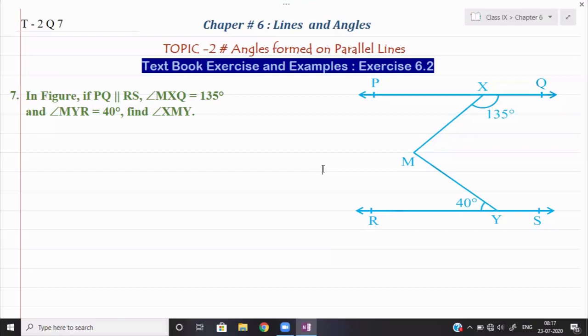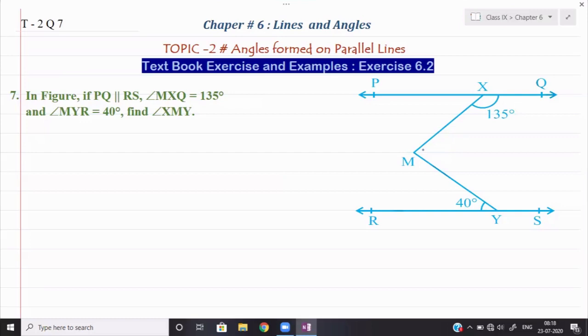I will show you which angle they are talking about here. They are talking about this angle XMY. This complete angle we need to find out. Directly we cannot find the whole angle. We shall find the two parts of this angle, and when we add both parts, we will get the required one. This question I have taken from your solved example exercise given before 6.2. So let us start this question.